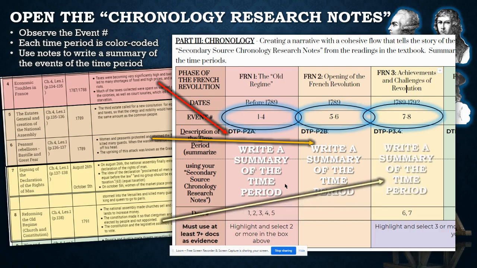And then finally, the third one, you've got the achievements of the revolution. Take those parts in yellow. This is event 7 and 8, and write a summary of that particular time period. And what that should allow you to do is to kind of create a flow for the story.